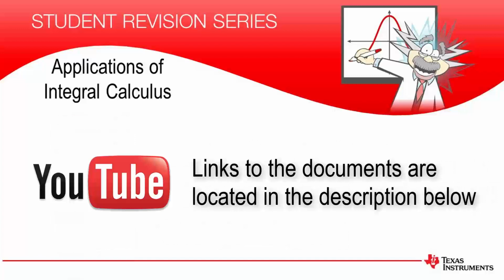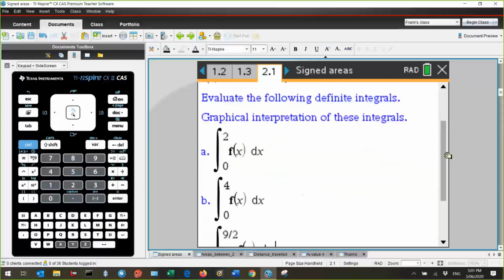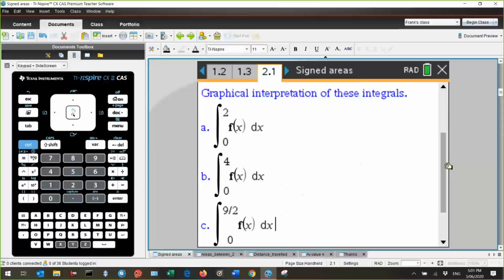Okay, so we'll start off by looking at definite integrals and signed areas. We're going to start with this cubic function, and I'm going to evaluate some integrals. What I'm particularly interested in is the graphical interpretation of these integrals: the integral from 0 to 2, 0 to 4, and 0 to 9.2.